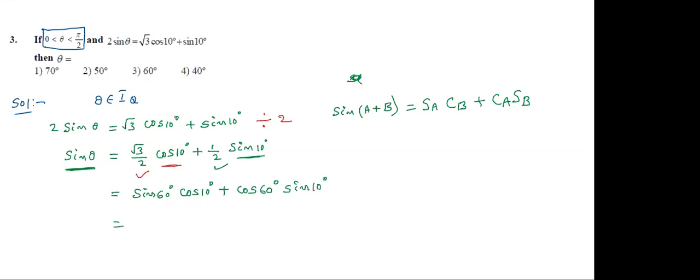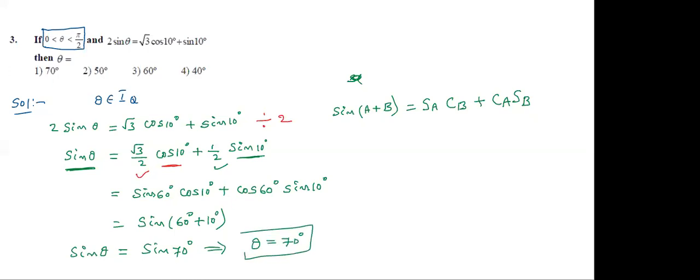Now this is in the form of sine A cos B plus cos A sine B. What is the formula? Sine of A plus B, 60 degrees plus 10, that is 70 degrees. On the left hand side, what is there? Sine theta. Sine theta is equal to sine 70 degrees, which means theta is equal to 70 degrees. Does 70 degrees belong to the first quadrant or not? Right. Which option is correct? The first option is correct.